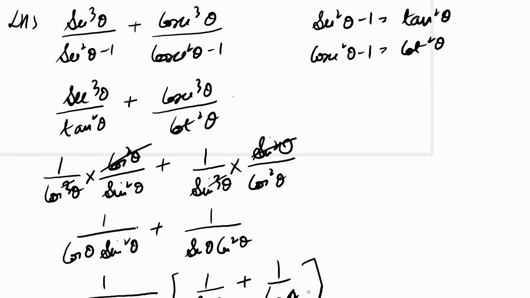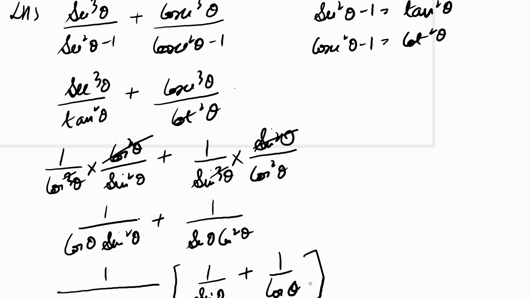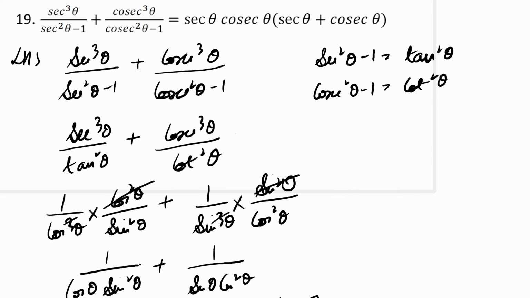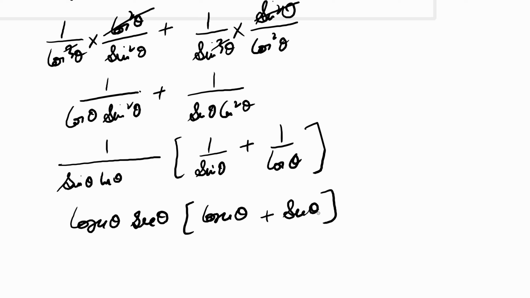Let's have a look. What did we have to prove? Yes, we have proved it actually. 1 upon sin theta we can write as cosec theta, and 1 upon cos theta we can write as sec theta.